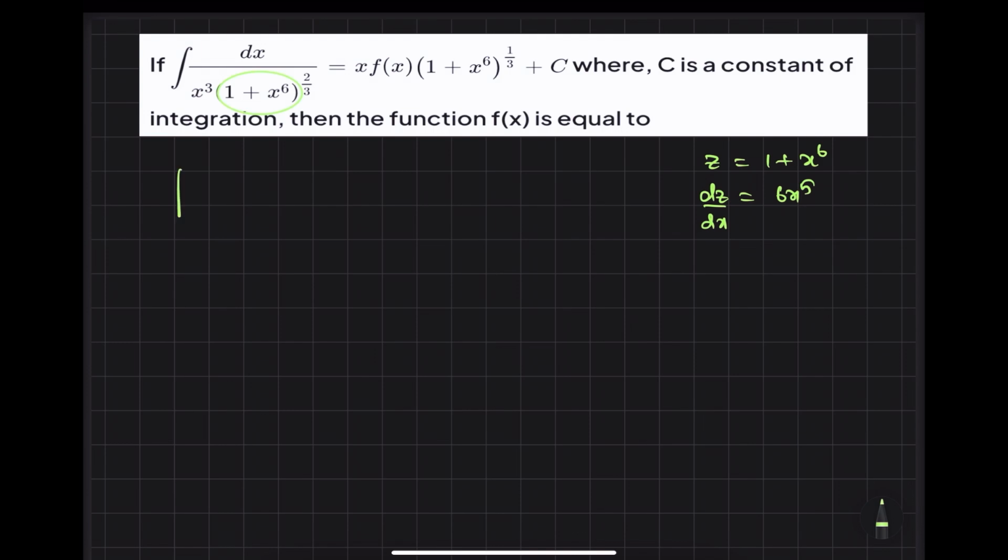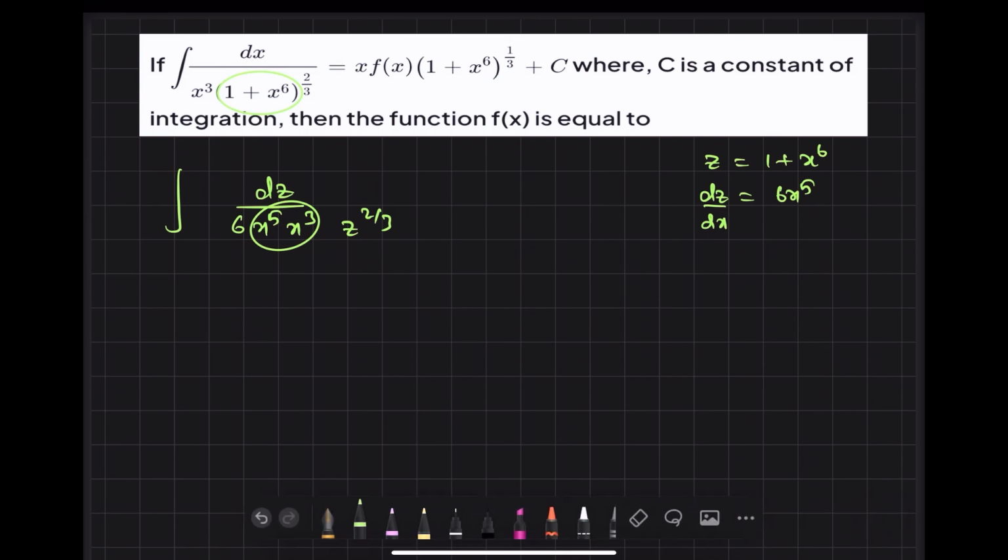After replacements, if you replace each and everything, you will feel it is more complicated. Look at this, the dx will become dz by 6x power 5, times x power 3, z power 2 by 3. Now this thing has become what? x power 8. Okay, so now things will become more ugly, because of replacement you are not able to get the thing which is integrable easily.